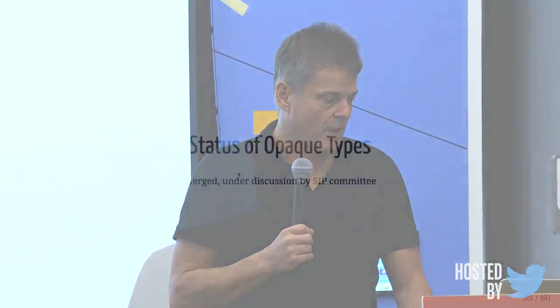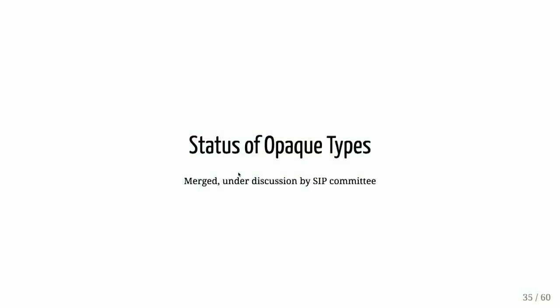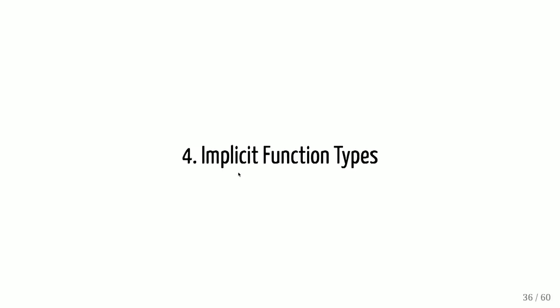They're not deprecated. They will not be deprecated. They will stay around. But we would encourage all existing usages to consider opaque types as essentially a more solid and more performant alternative. OK, the status of opaque types is also merged and has been under discussion for a while by the SIP committee, who are generally in favor. Since I'm almost out of time, I will skip implicit function types.